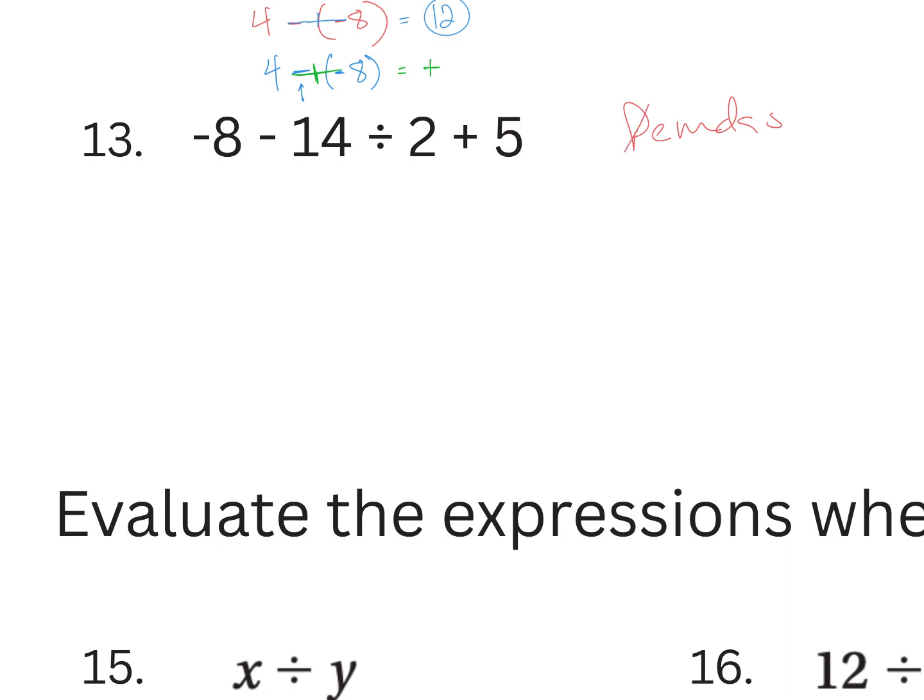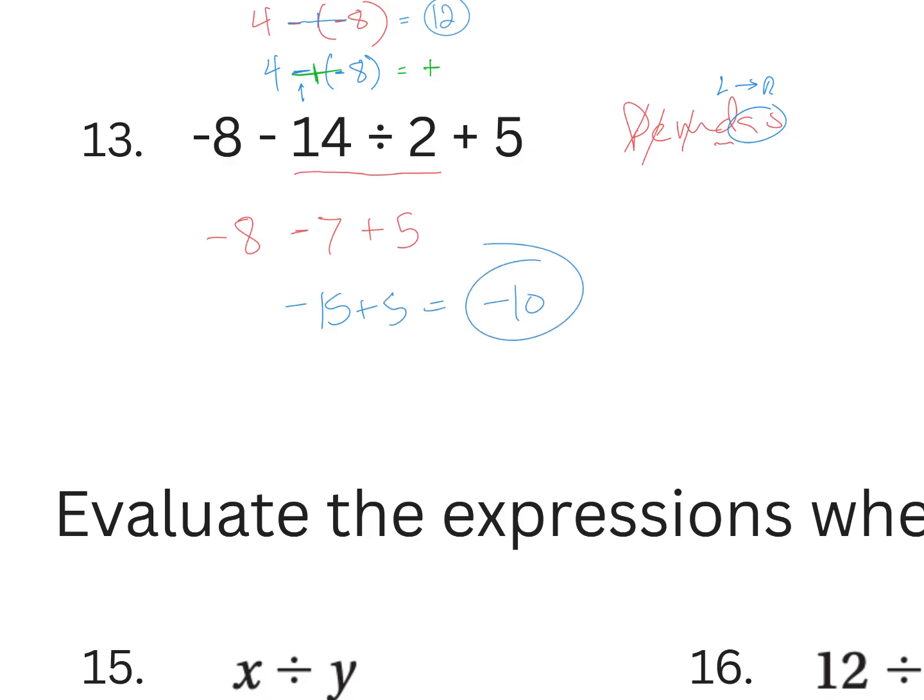We have no parentheses. We have no exponents. We have no multiplying. We have dividing. So let's do that first. Negative 14 divided by 2 is negative 7. And now all we've got left is adding and subtracting. We're just going to go left to right. Negative 8 minus 7 is negative 15. You add 5 to that, you get negative 10.